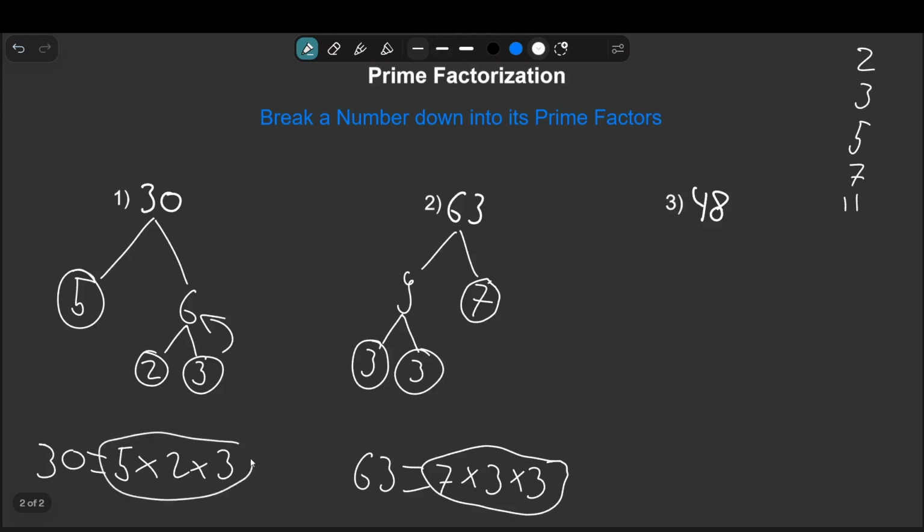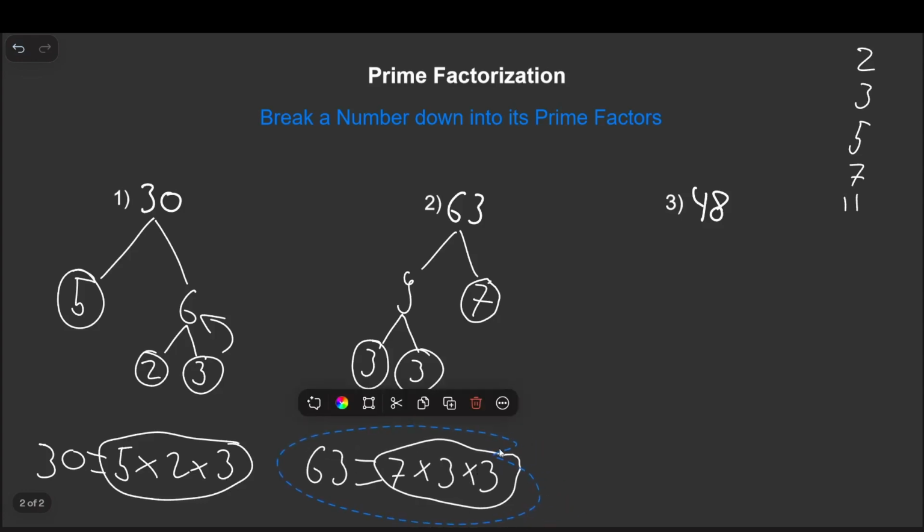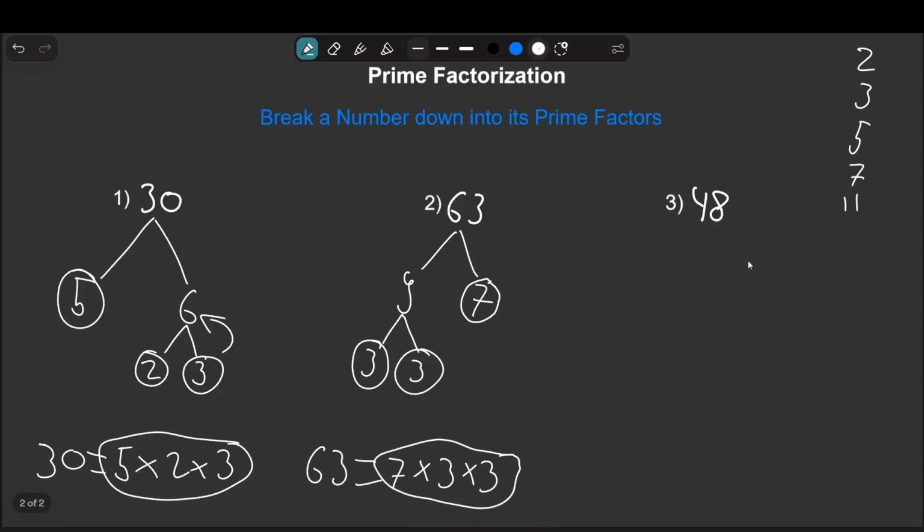So let's go on to the last and final example. Let's move this a bit out of the way. So 48. This one's going to be a bit more complicated because we are going to have to do a bit more steps. So let's start with making the tree. We know that 4 times 12 equals 48. Now, both of these aren't prime numbers, so we're going to have to break down both of these numbers.